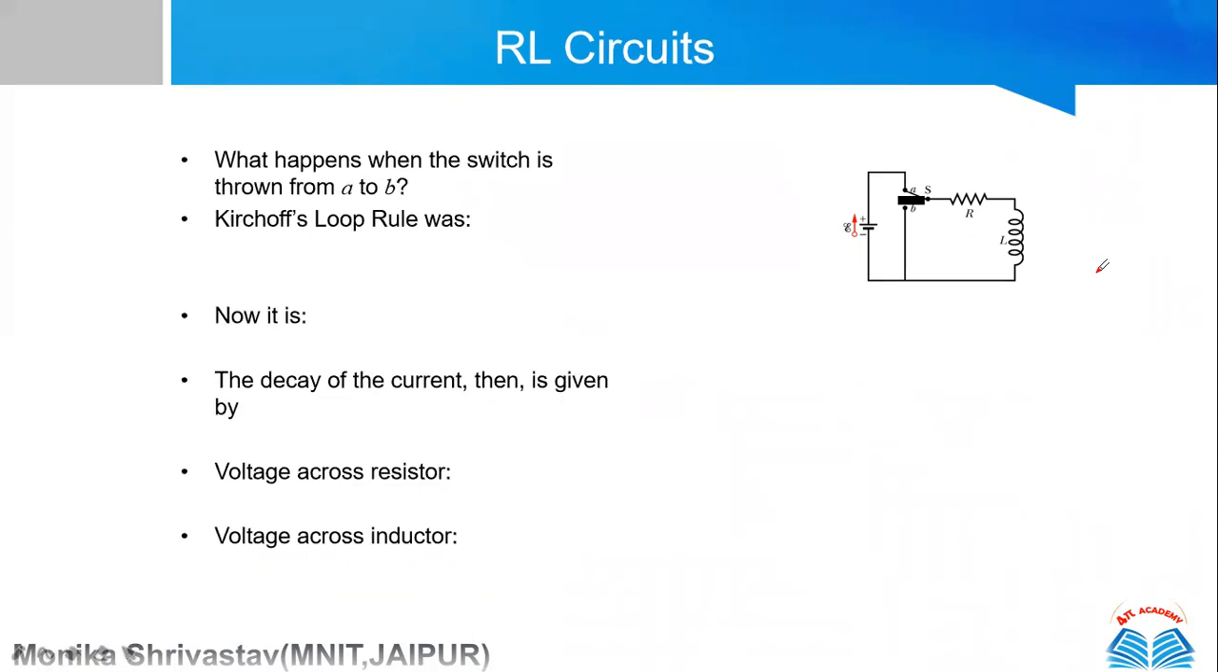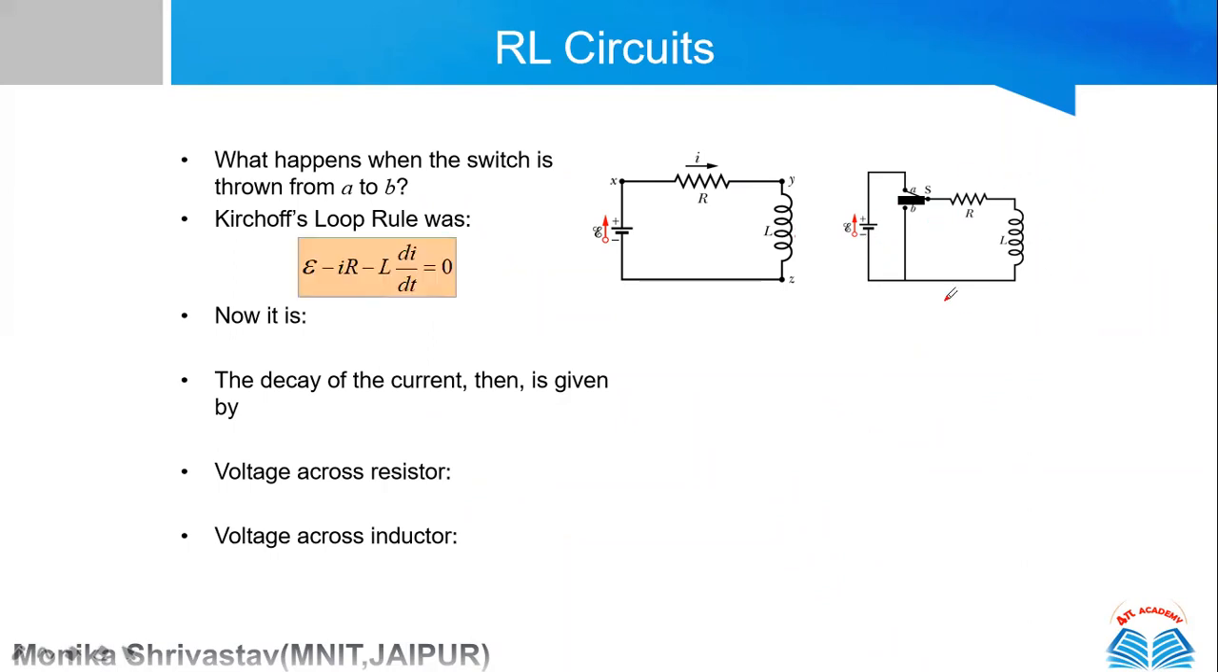Again the RL circuit. What happens when the switch is thrown from A to B? Let's see what happens. The switch is thrown from A to B, so the circuit completes. Using Kirchhoff's loop rule, we get I R plus L di over dt equals to 0. Now if there is no battery, then this side is 0.